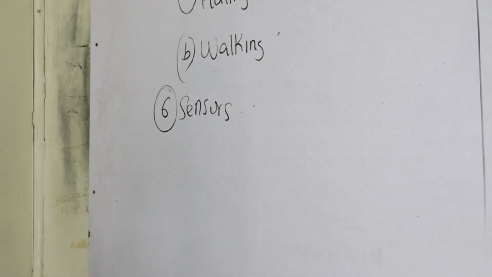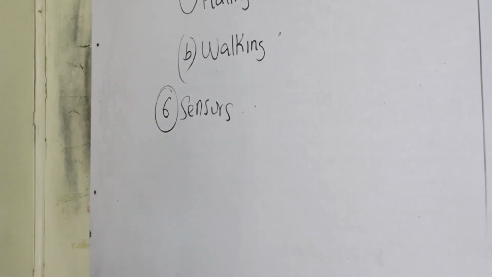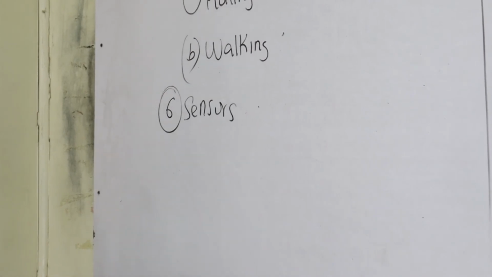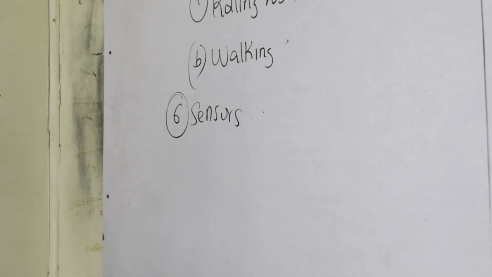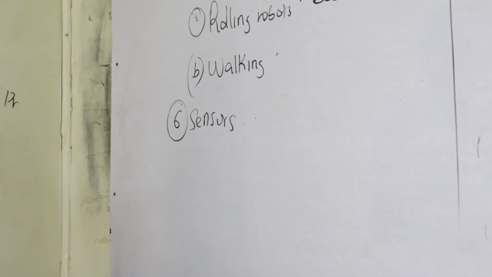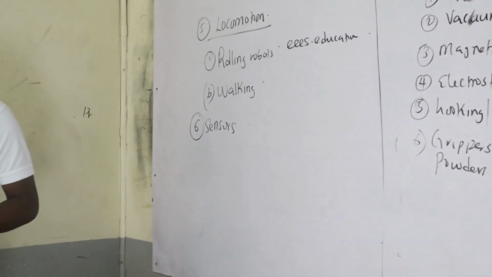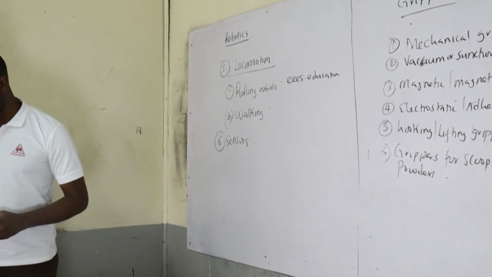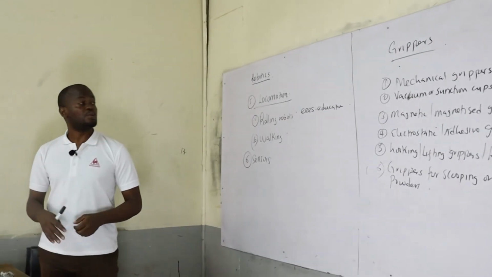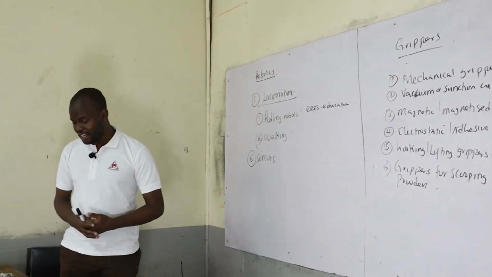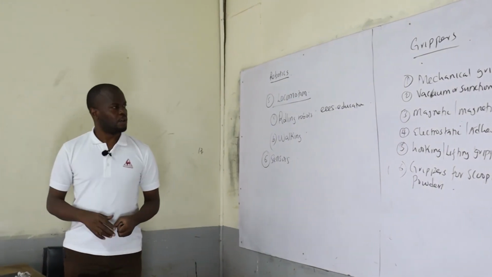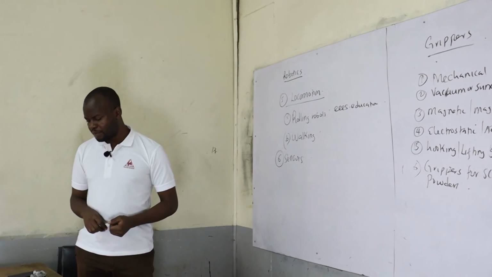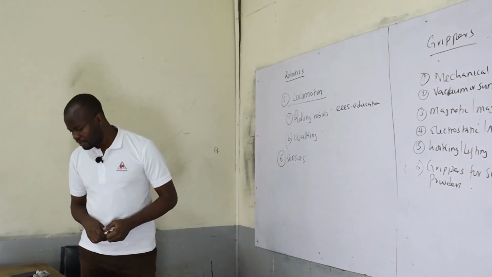For example, when a robot picks an object and places it, it understands that the object is present. So there have to be sensors to enable the robot to understand the existence of an object, and it should also be able to place it in a definite location. First of all, it has to get the information about the presence of the object.